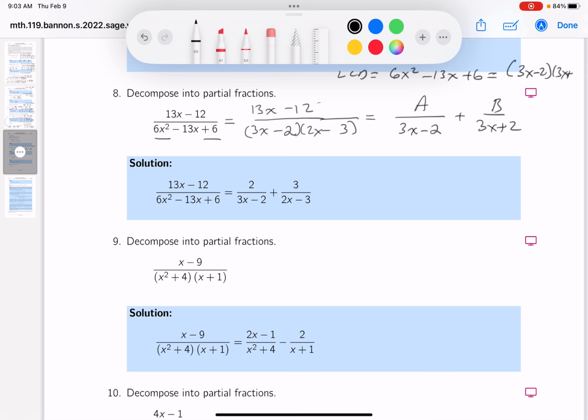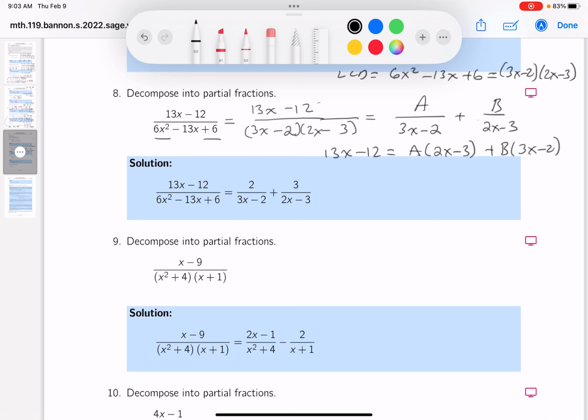I'm sorry, I made a mistake there. Just noticed it. I said something and I wrote something different down. Let me erase this over here. I'm glad I noticed that. And it's 2x minus 3. So this is going to be 3x minus 2, 2x minus 3. I can multiply both sides by the LCD, and what do you get? 13x minus 12 equals A times 2x minus 3 plus B times 3x minus 2.